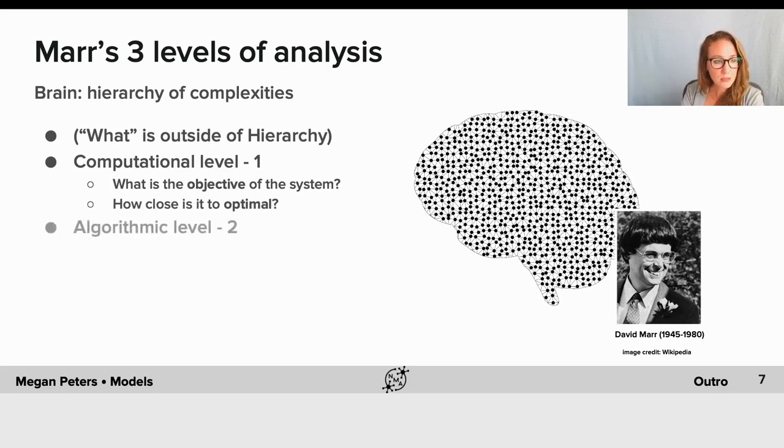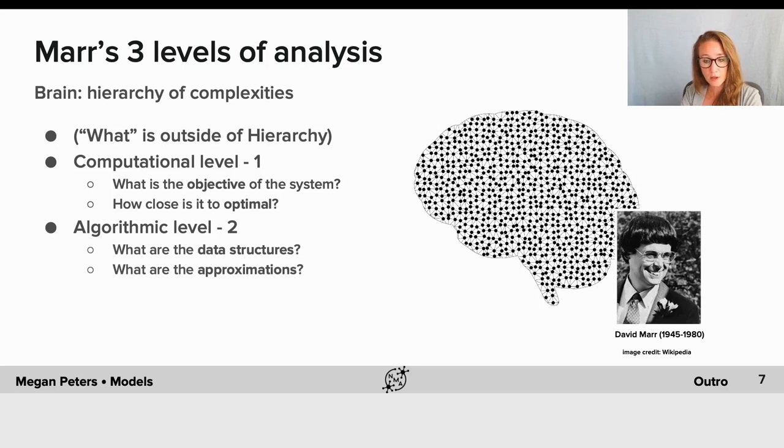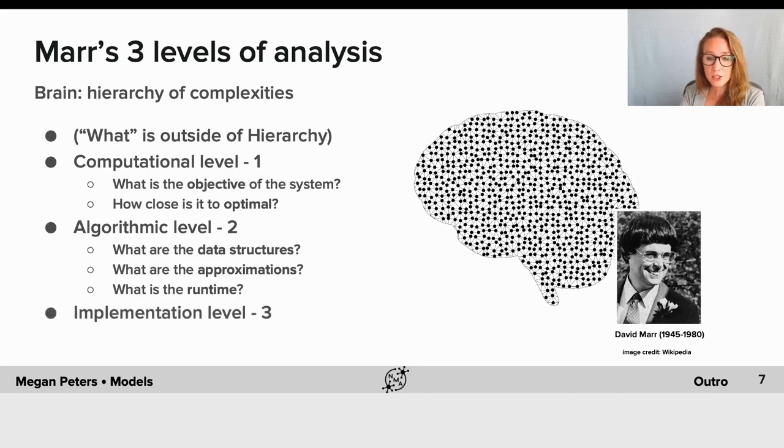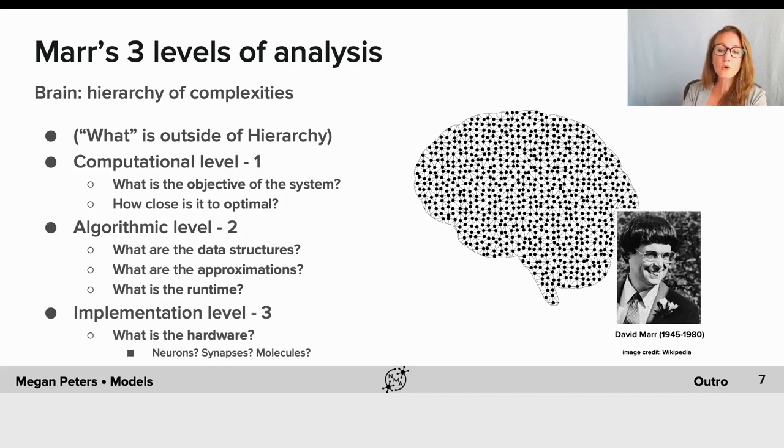At Marr's algorithmic level, level two, we can ask about the data structures and the approximations involved. We could also ask what runtime the system requires to be able to accomplish the various computations or approximations. And then all the way down at the implementation level, level three, we can ask about the hardware. Specifically, is it neurons? Is it synapses? Is it molecules? Is it something else entirely? Of course, there's a little bit of disagreement about how exactly those what, how, and why models map onto Marr's hierarchy, his three levels of analysis, but that's okay.